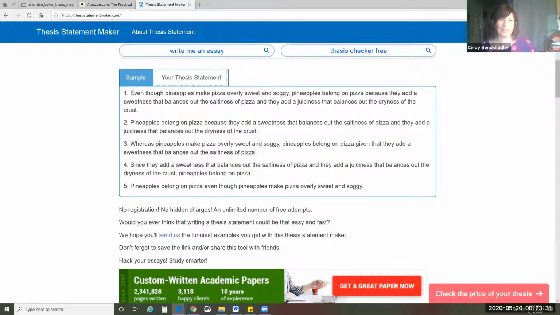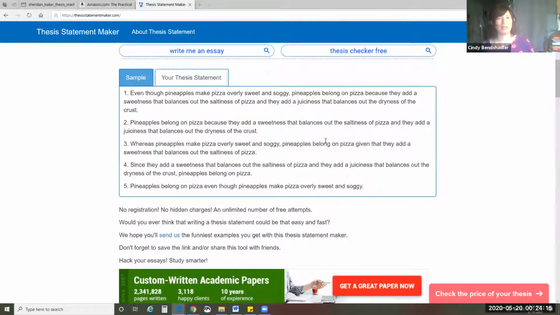And so it says your thesis statement, and then they have 5 different possible thesis statements. Even though pineapples make pizza overly sweet and soggy, I'd probably add can make them. Pineapples belong on pizza because they add a sweetness that balances the saltiness of pizza, and they add a juiciness that balances out the dryness of the crust. Again, a little wordy, but we could make it work. The second version is pineapples belong in pizza because they add a sweetness that balances out the saltiness. I'm going to take out the of pizza and add a juiciness that balances out the dryness of the crust. Or whereas pineapples, I would add can make pizza overly sweet and soggy.